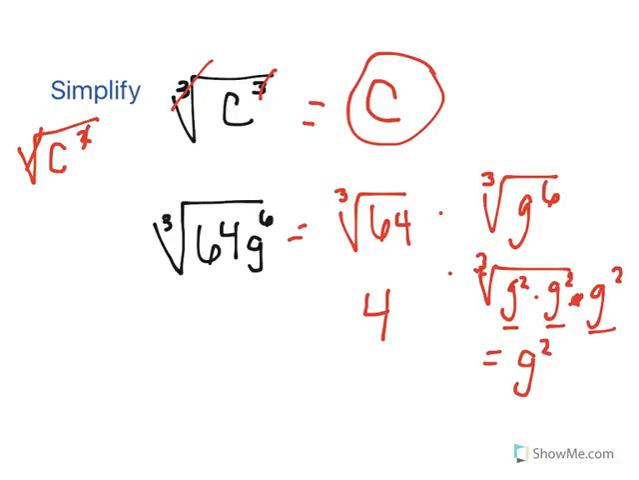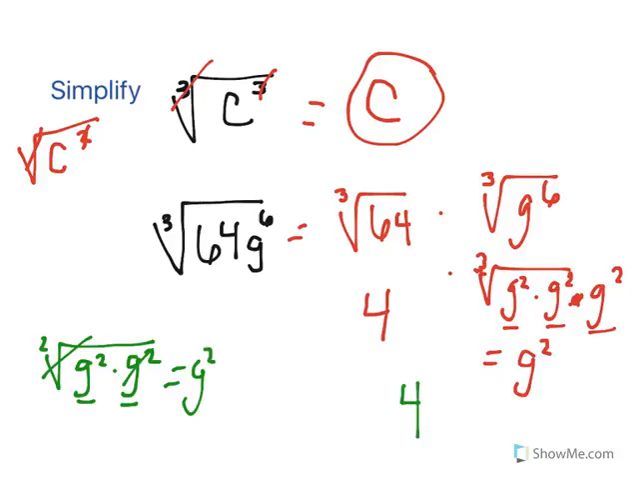Kind of like we had before. In our last example, we had the square root of g squared times g squared. Because this is a square root, technically there's a little 2 there; we never put that there. But because these are listed twice, we can cancel this out to make it just g squared. So hopefully you're seeing a pattern there. So for my final answer, we're just going to make it 4g to the second power, or 4 times g to the second power.